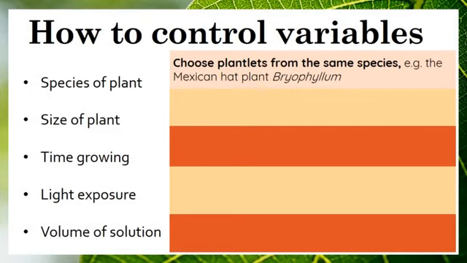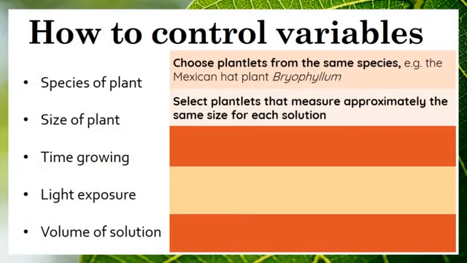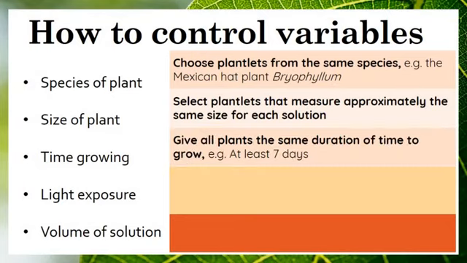Very, very handy. Next up, choosing the same size plantlets, or at least ones that measure approximately the same amount for each condition and each solution. That would be very useful, because if they're all starting at the same size or a similar size, it will be easier to compare them when they've grown to see the effect. Next up, you would be sensible to give them all the same duration of time to grow, so at least 7 days to get an easily observable difference, but as long as it's the same in each condition, we're good.